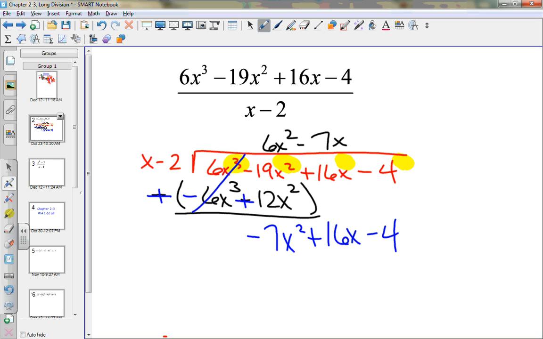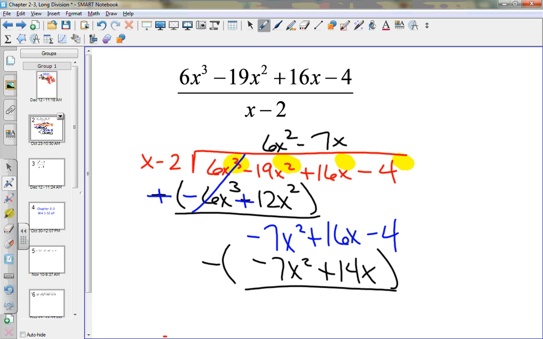So if I multiply by minus 7x, I distribute on the negative, on the diagonal, negative 7x times x is going to be negative 7x squared. Negative 7x times negative 2 is 14x. And what do I do? I subtract the quantity, right? So what happens to the negative on the outside? It changes to a positive, and then all the other signs change also.